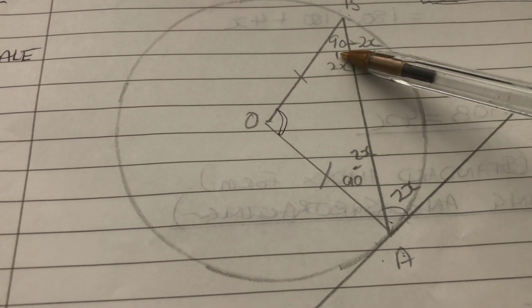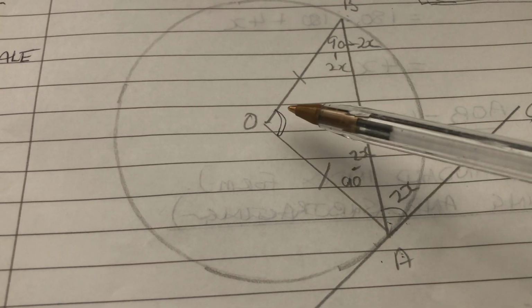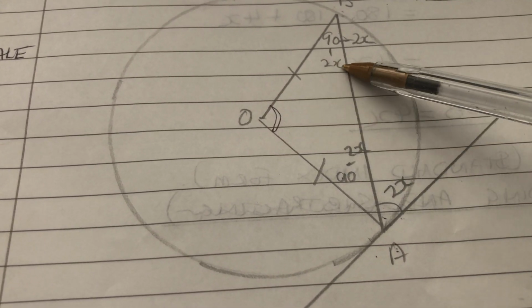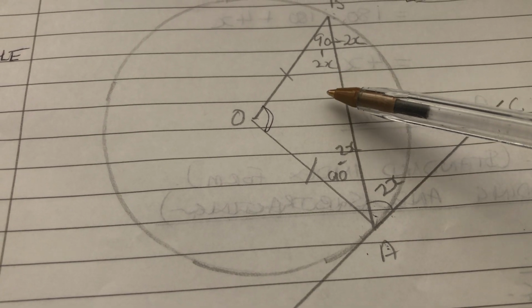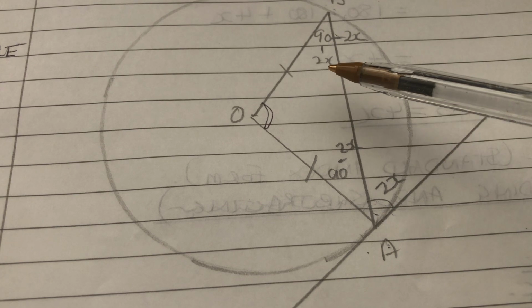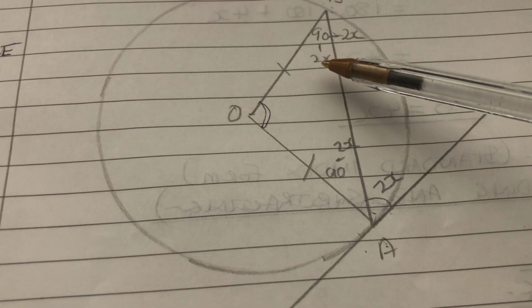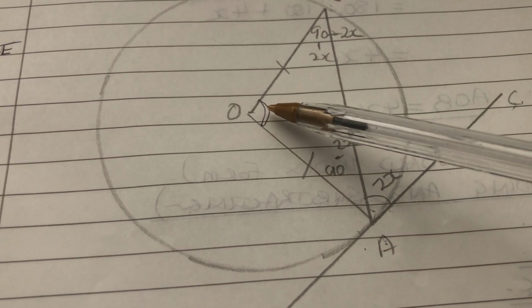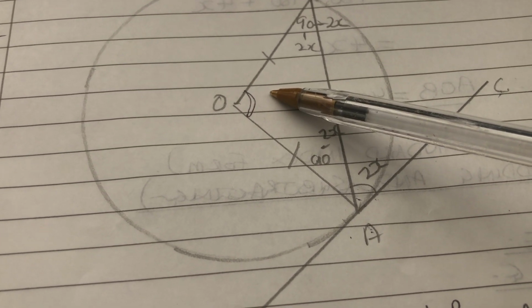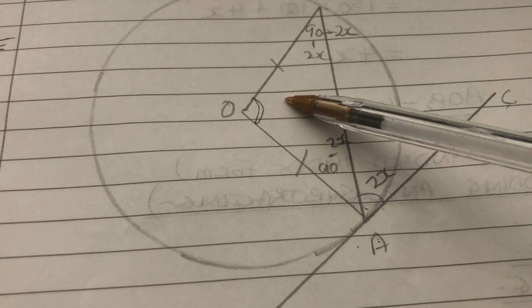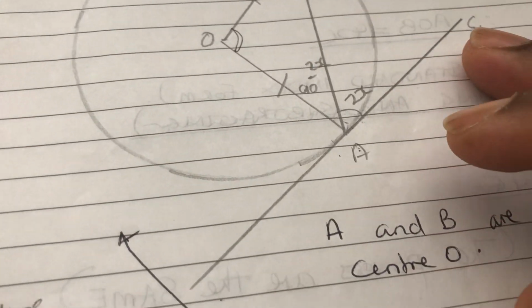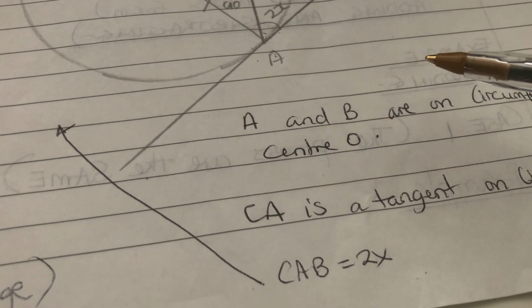So to find the total angle, or to find the angle in the distance, it should add up to 180. So 90 minus 2x plus 90 minus 2x should add up to 180. 180, not 190, please. 180 degrees, please. Now let's see what the question says and what we are supposed to find.